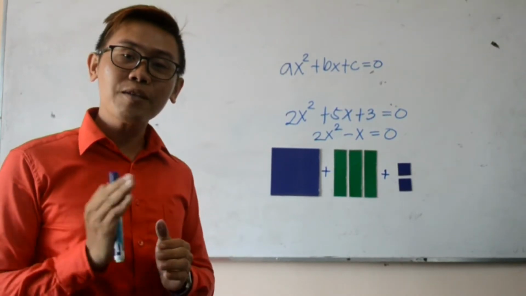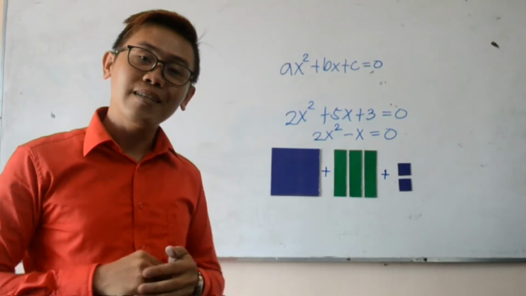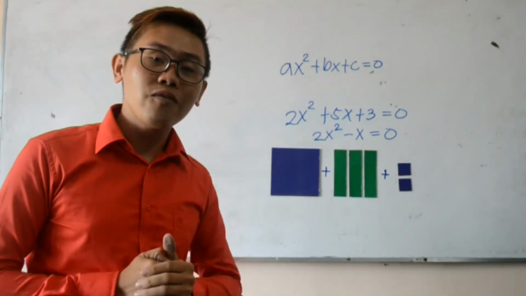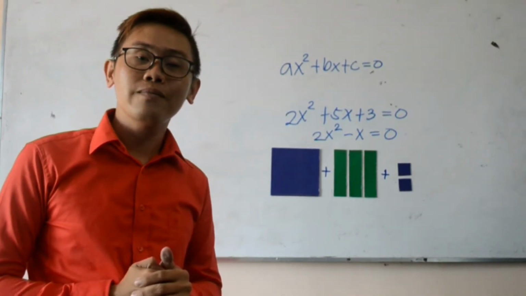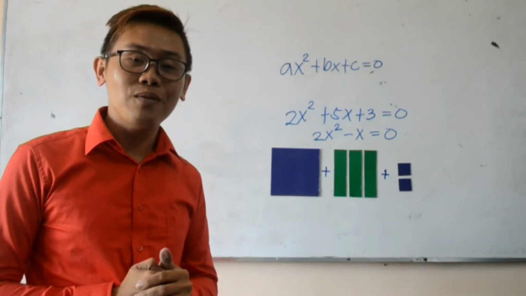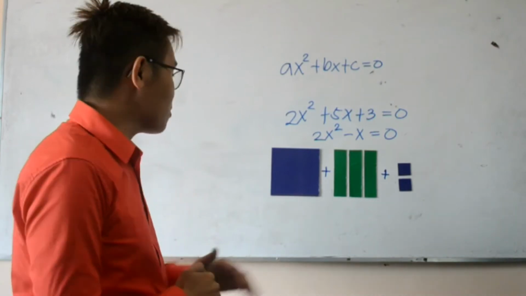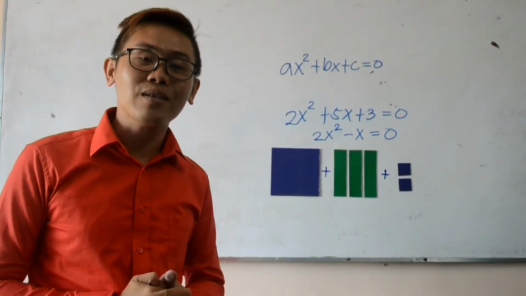This is a little more tricky because we don't have the value for c. So the value of your a is 2 and the value of your b is negative 1. How about your c? C is equal to 0. Since 0 is a real number, then we could say that this equation is a quadratic equation.